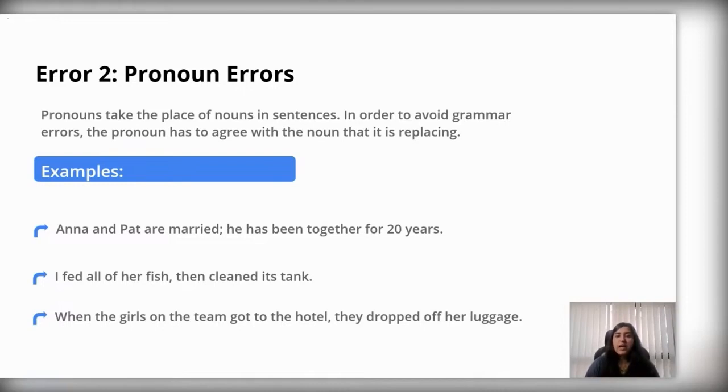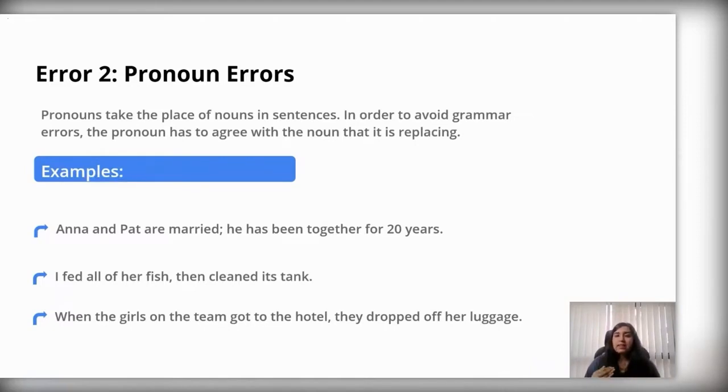Okay, let's look at the next one. I fed all of her fish, then cleaned its tank. Okay, right? So here, it takes the place of the plural phrase, all of her fish. So it should be used as a plural pronoun, as in I fed all her fish, then cleaned their tank. All of their fish is collective, so there was not just one fish in the tank, there were many fish in the tank. So you need to say their, not it, not just one fish.